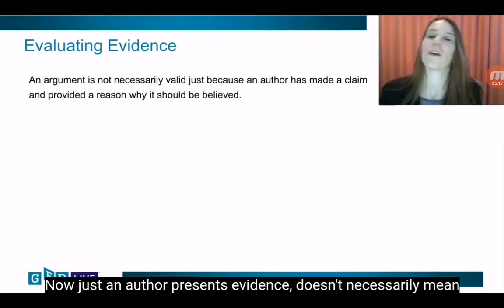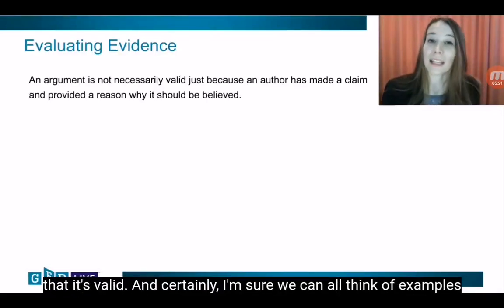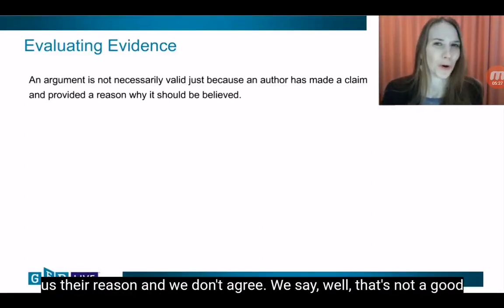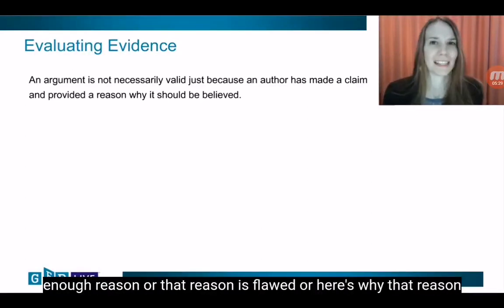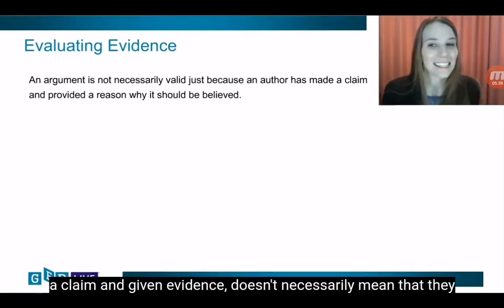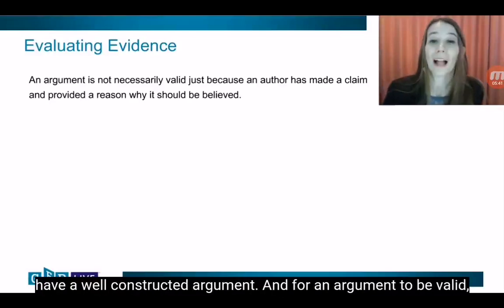Now, just because an author presents evidence doesn't necessarily mean that it's valid. And certainly, I'm sure we can all think of examples in our own life when someone has told us something and given us their reason and we don't agree. We say, well, that's not a good enough reason, or that reason is flawed, or here's why that reason has some sort of inherent flaw.